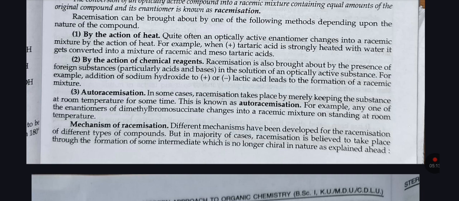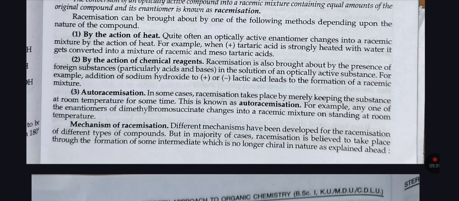Auto-racemization. In such cases, racemization takes place by merely keeping the substance at room temperature for some time. This is known as auto-racemization. For example, any one of the enantiomers of dimethyl bromosuccinate changes into a racemic mixture on standing at room temperature.